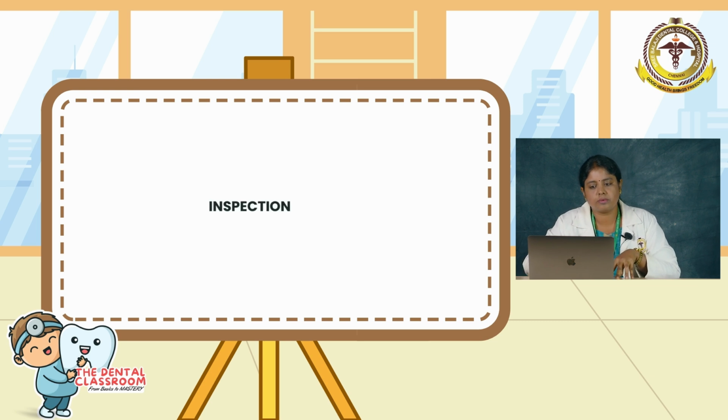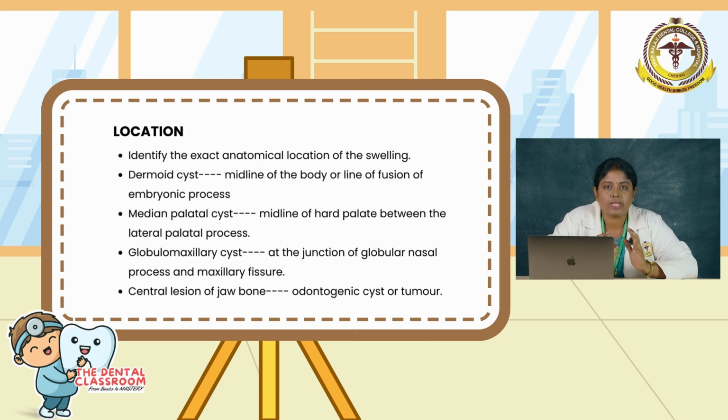So in inspection, first and foremost, you look at the swelling, where exactly the swelling is present, the location of the swelling. And the location of swelling gives you a lot of diagnostic value. If the swelling is present in the line of fusion of the embryonic process, then it is a developmental swelling. Example, dermoid cyst. If the swelling is present in the mid-palatal region, then it can be a median palatal cyst. Or if the swelling is present at the junction of the globular and the maxillary process, then that gives you a diagnosis. It can be a globulomaxillary cyst.